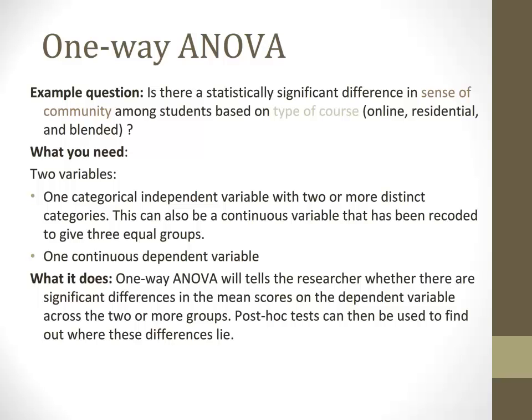Here it's important that you understand when to use a one-way ANOVA. And as a reminder, you use a one-way ANOVA when you want to compare the means of a quantitative outcome variable across two or more groups.